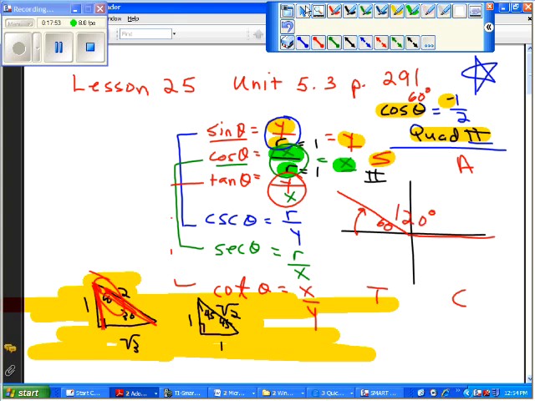So my angle is really 120 degrees. My reference angle is 60 degrees. The real angle we're talking about is 120 degrees.